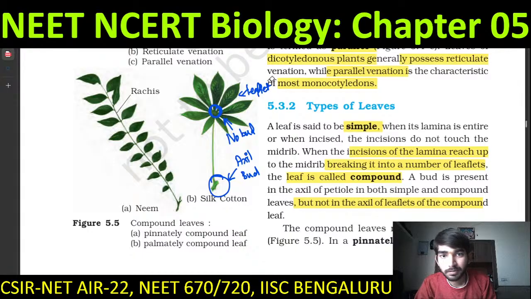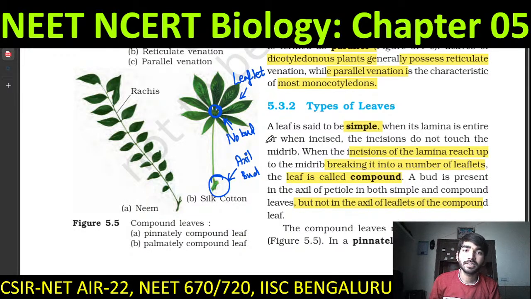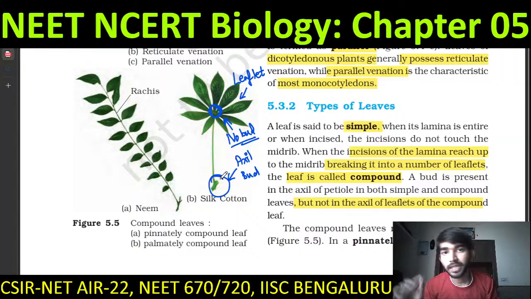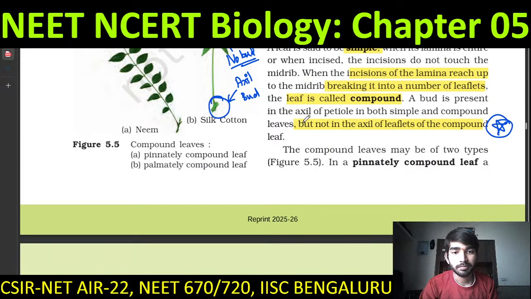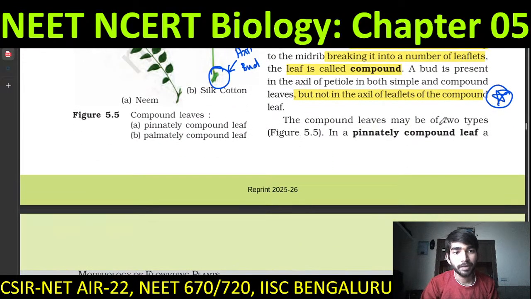Let me write it properly maybe. These small leaf-like structures are called leaflets, but they do not have a bud. So there is no bud here. But if you look at the petiole of the main leaf, then it has a bud. So this is very important. You should remember this. The question may be framed on this using some complex language, but the concept is very easy. The compound leaves may be of two types.